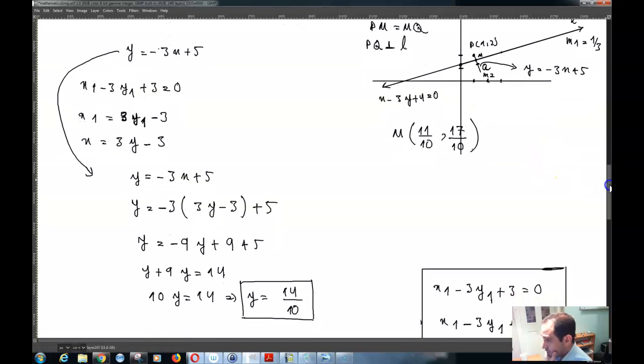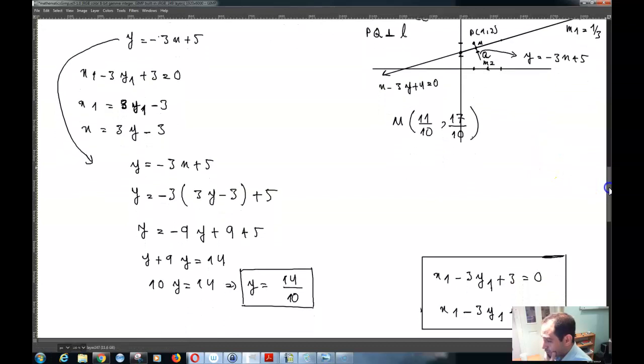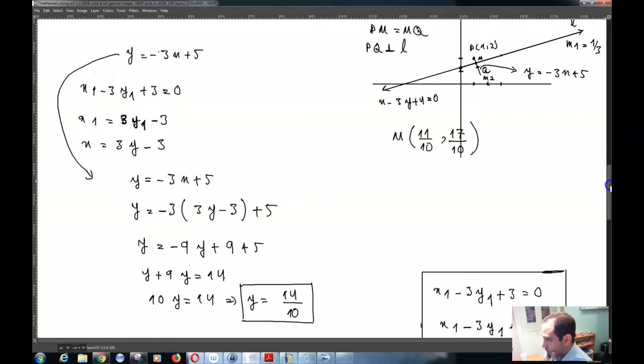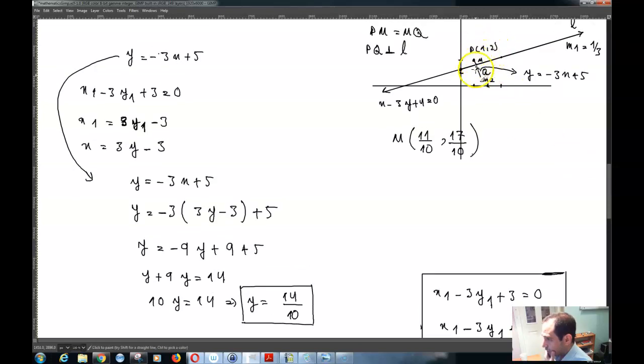14 tenths is basically 1 point something. And here, it's giving me exactly the point that I wanted. Otherwise, I could have gotten this point over here, which I didn't.